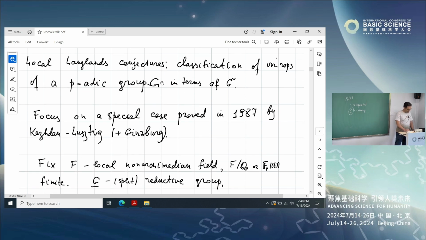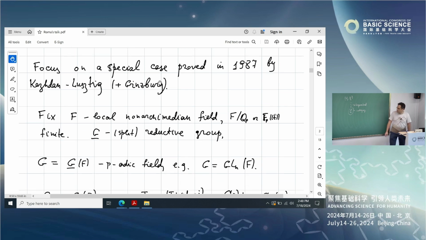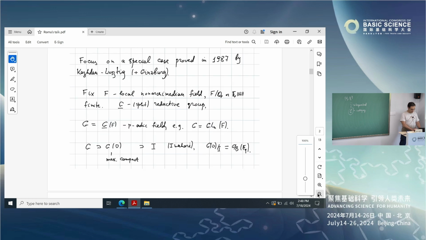Okay, so for now let's focus on a special case proved in 1987 by Kazhdan and Lusztig, with contribution from Victor Ginzburg. Let me be a little more precise. We fix a local non-Archimedean field, which is a finite extension of Q_p, or the field of Laurent series in one variable. We start with an algebraic group and take the group of points over that field. You can think of the example of invertible matrices over that field. That has the standard maximal compact subgroup G(O), where O is the p-adic integers, and it has an Iwahori subgroup, which for GL_n is the group of matrices in G(O) whose reduction modulo the uniformizer is upper triangular.